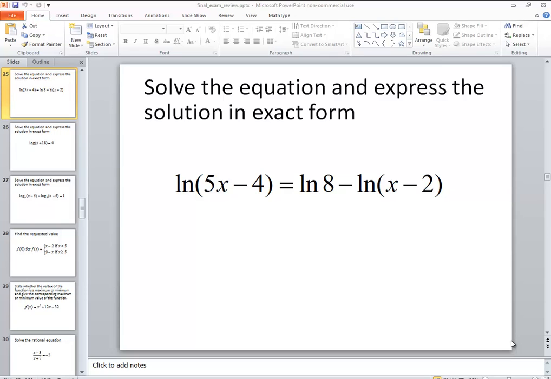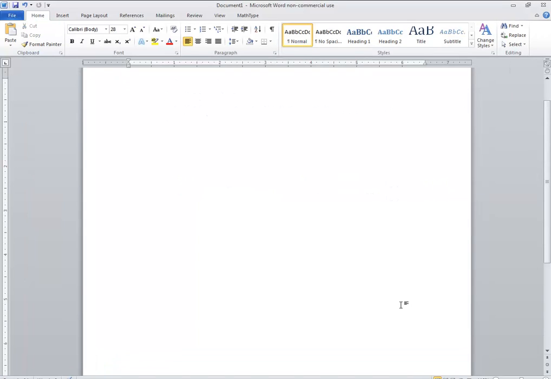Take a look at this problem. We want to solve the equation and express the solution in the exact form. We've got natural log of 5x minus 4 equals natural log of 8 minus natural log of x minus 2. Notice that everything has a log on it. Let's refresh our memory on how to solve those.